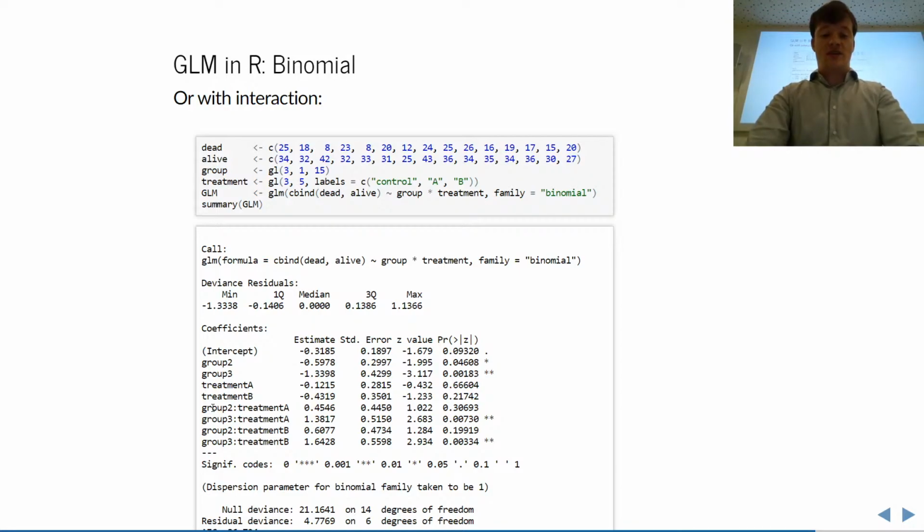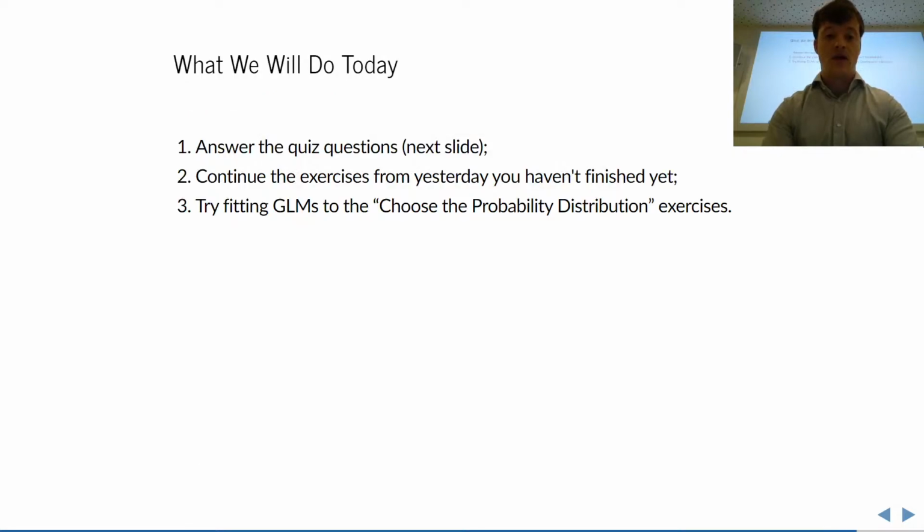In the output, I see a treatment A, treatment B. I don't see control. I see a group 2 and a group 3. Exactly. That is the reference level. That is the one that's in the intercept. So here the intercept is group 1, treatment control, and everything is compared to that. If that's not what you want to compare things to, not a problem, but then you have to use relevel, as we showed yesterday.